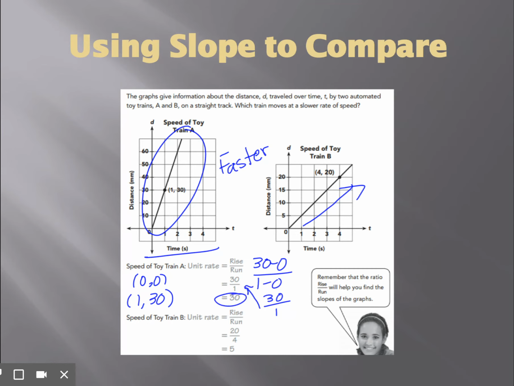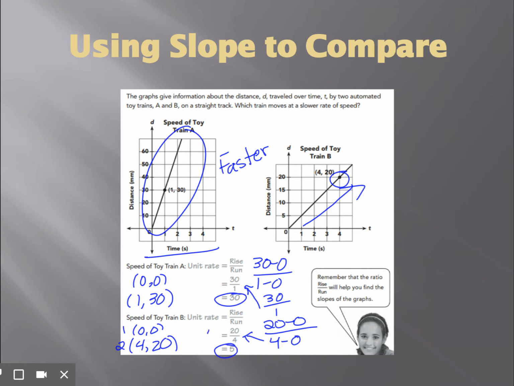Same thing, speed of train 2, they used, again, 0, 0. If you have the option of 0, 0, always use it. It makes your calculations a lot quicker. And that 4, 20 that's labeled here. And then they're calculating rise over run, or slope, again by doing change in y. So this is point 1, this is point 2. I do the y from point 2 minus the y from point 1 and the x from point 2 minus the x from point 1. And that, of course, would be 20 over 4, which simplifies down to 5.